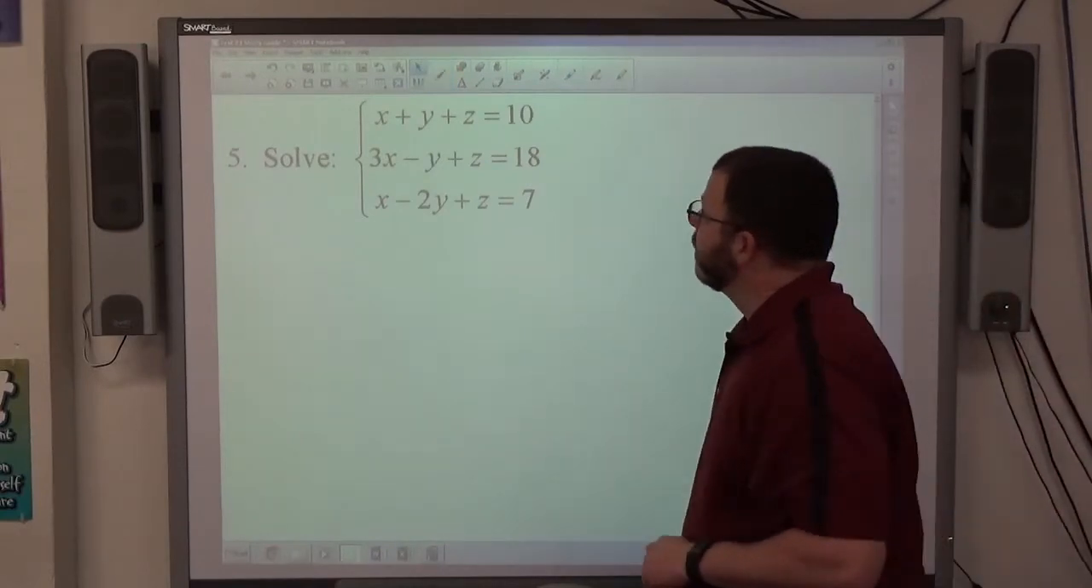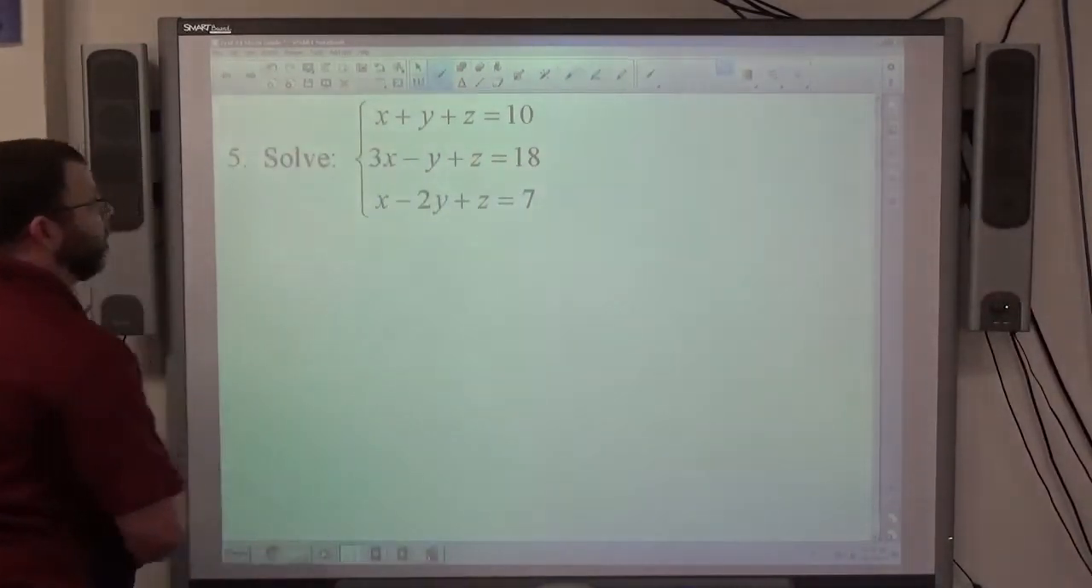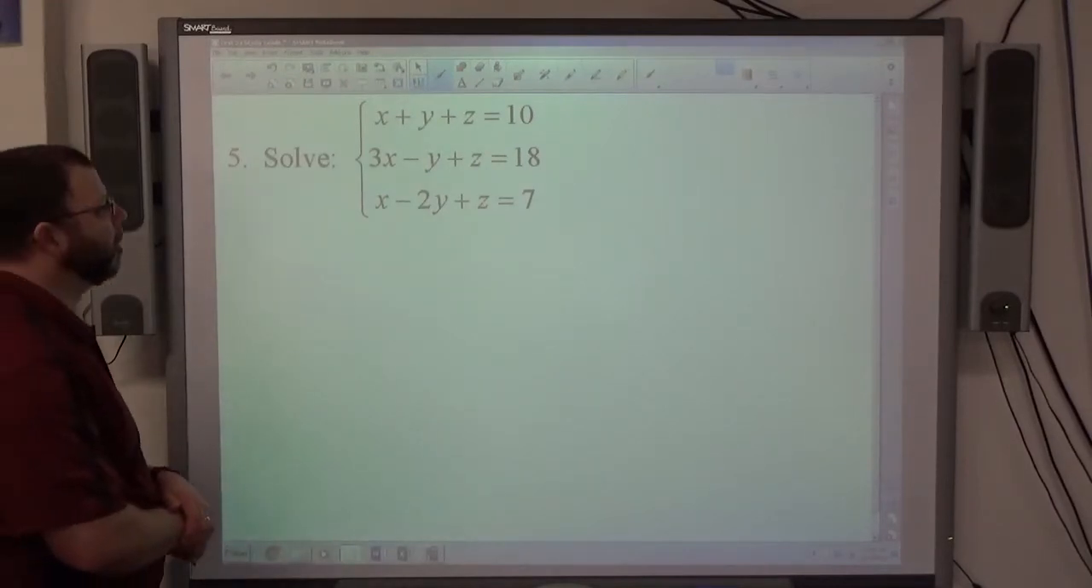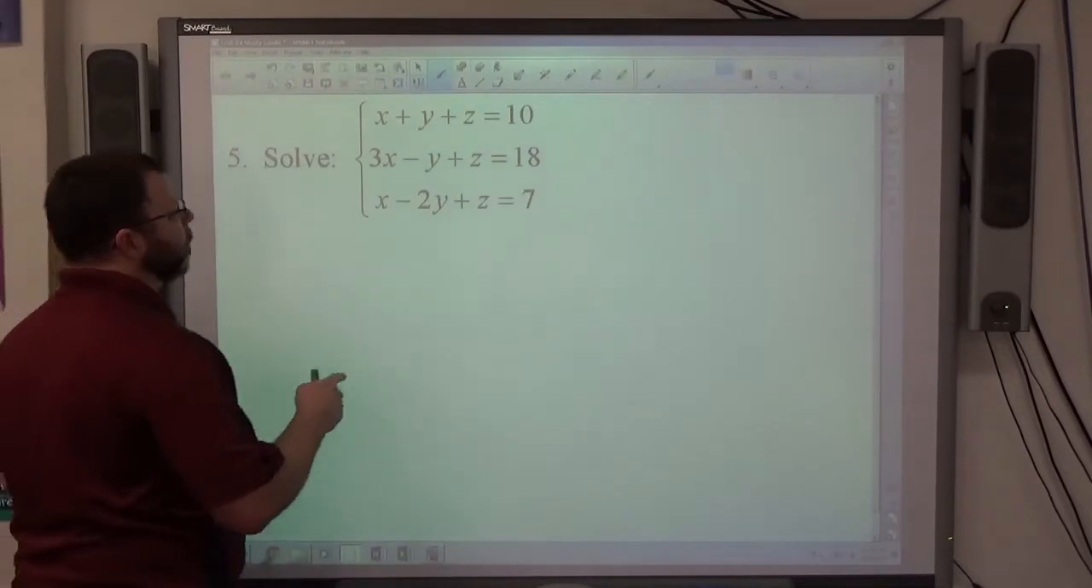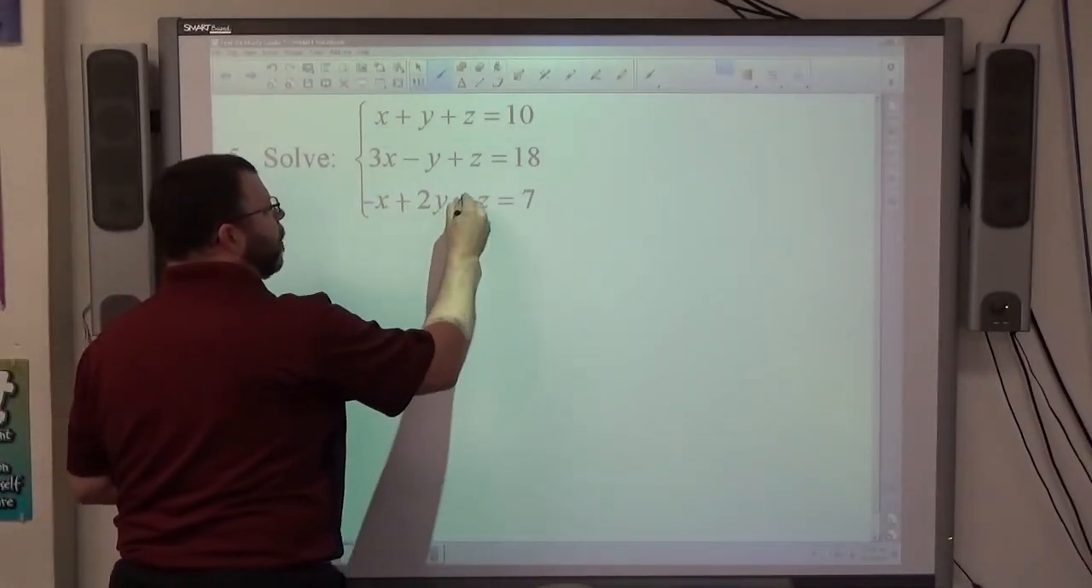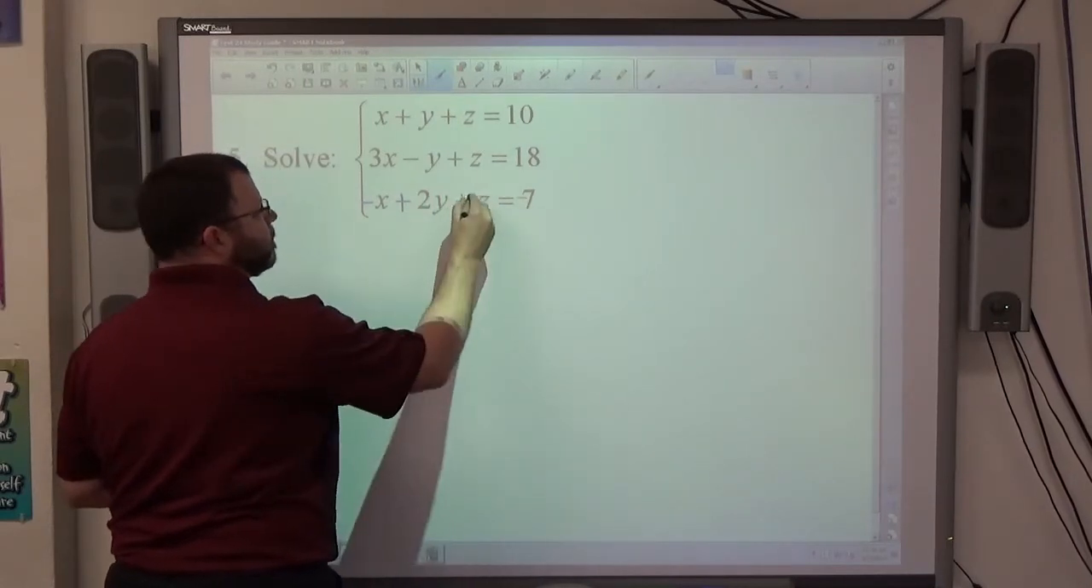Number 5, a system of 3 equations. I got to pick a variable to get rid of. It doesn't matter which one I get rid of first. I'm going to choose z. Let's go to the bottom equation. I'm going to change all the signs. So minus x plus 2y minus z equals minus 7.